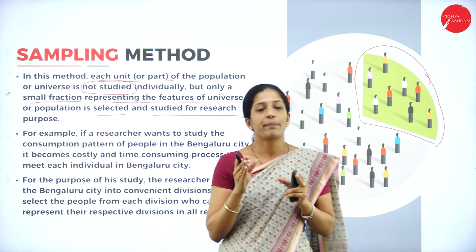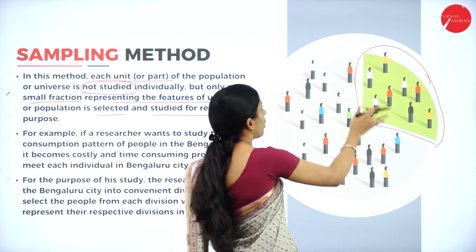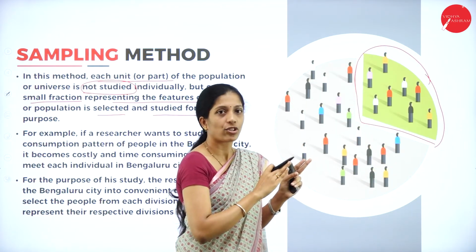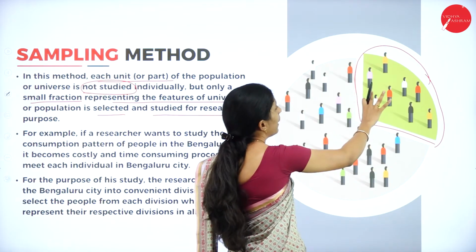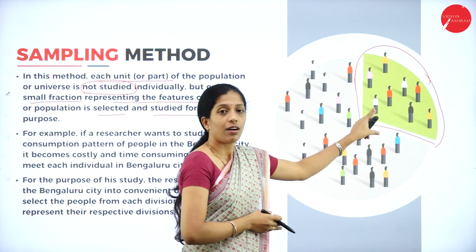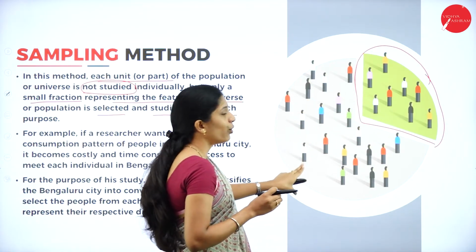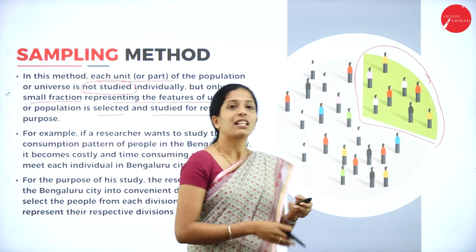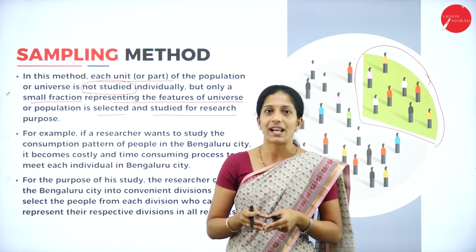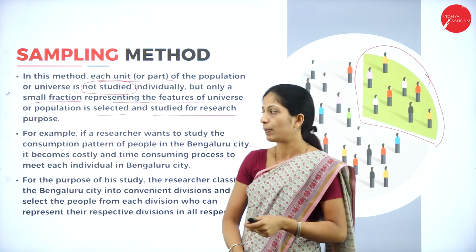The best example we can give is this picture itself. Here, they are not going to study the whole population. They are going to study a part of the population. The opinion or the information given by this part will represent the whole population. Whatever results are got from that particular sample will represent the whole population.